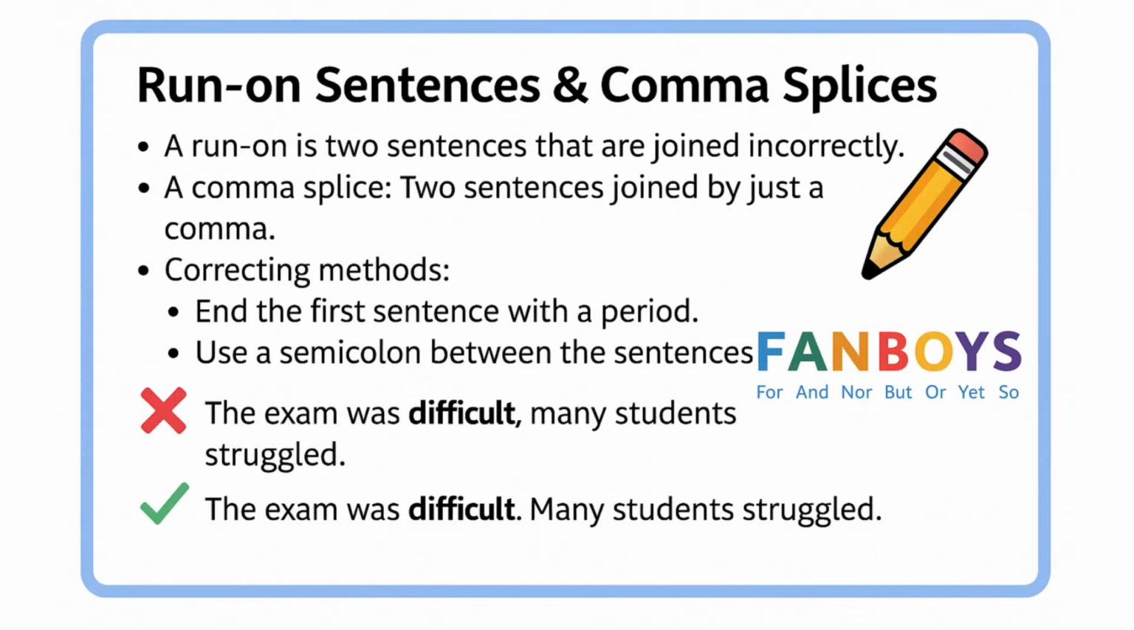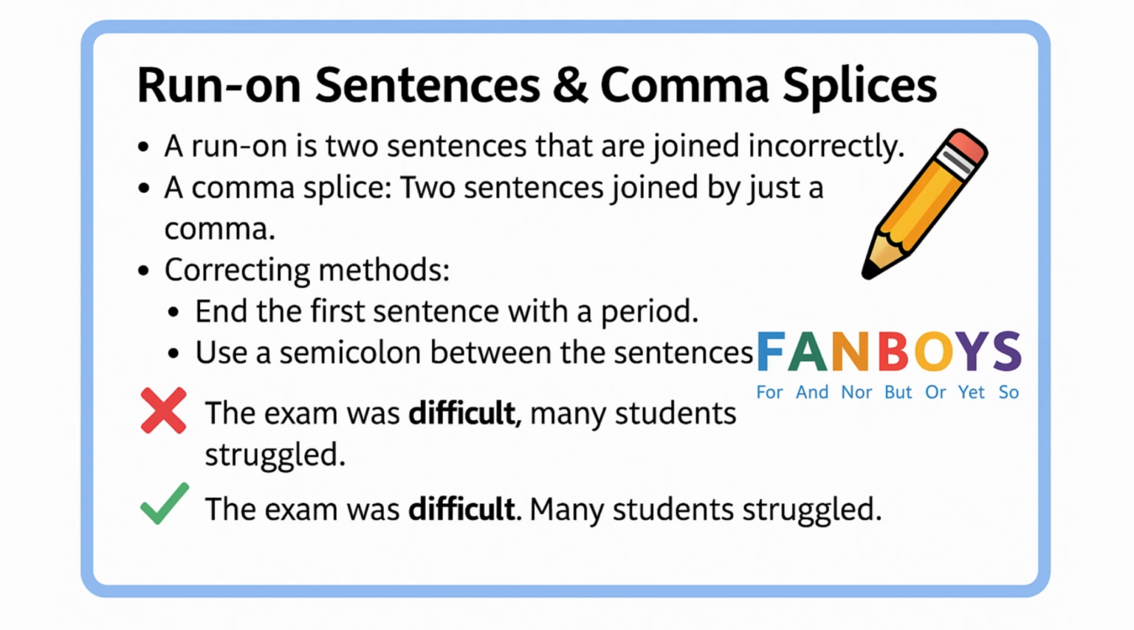On this slide, we'll look at run-on sentences and comma splices, two errors that appear frequently on the SAT writing test. A run-on occurs when two complete sentences are joined incorrectly. A comma splice is a specific type of run-on where the sentences are joined only with a comma, which is not enough to connect two independent clauses. Fortunately, these errors are easy to fix once you know the rules.